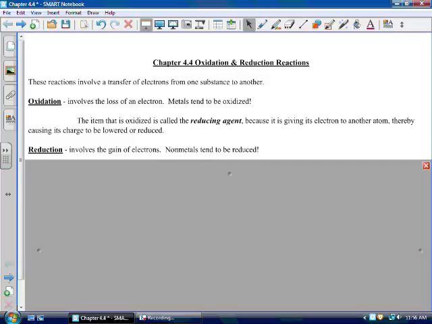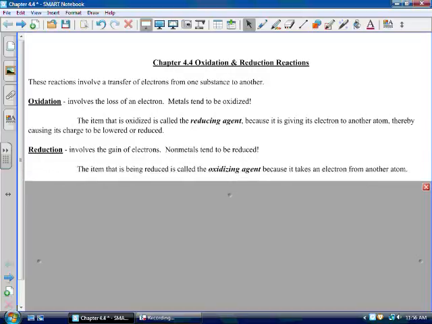The term reduction involves the gain of electrons. Nonmetals tend to be reduced. Now this is the one that gets most students confused, because when you think of something being reduced, you think of losing something. But remember what it is. It's not that the item is being reduced, it's the charge that is being reduced. So when you gain an electron, you're gaining a negative particle, therefore lowering the charge by 1. So reduction involves the gain of electrons.